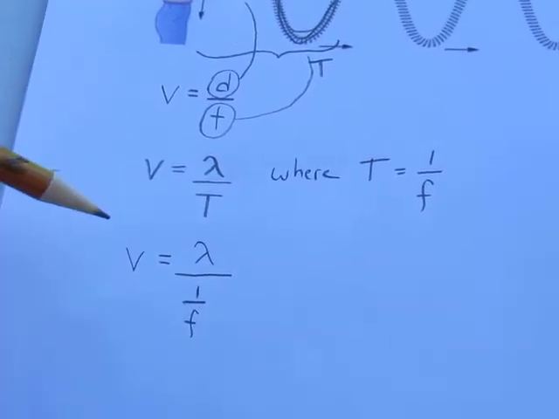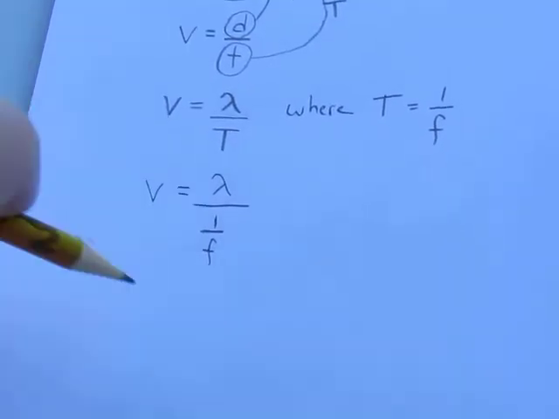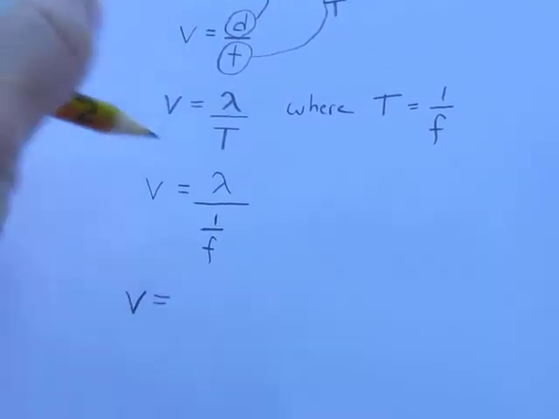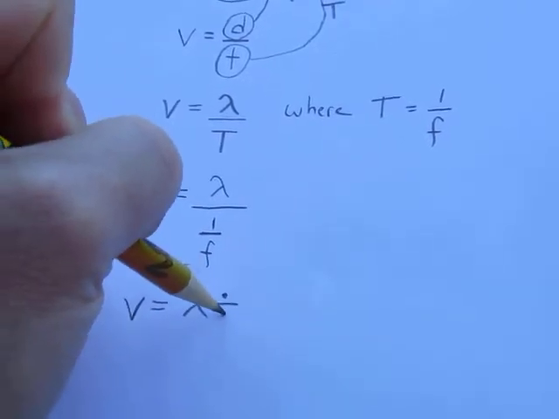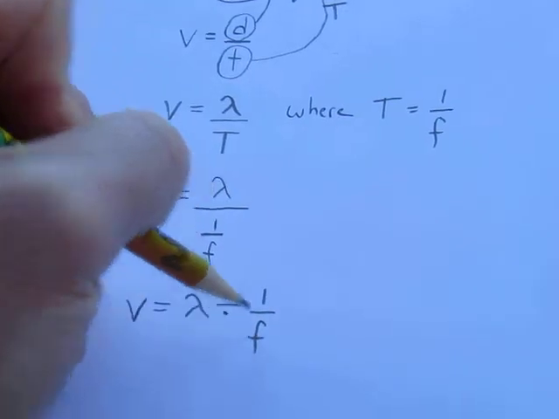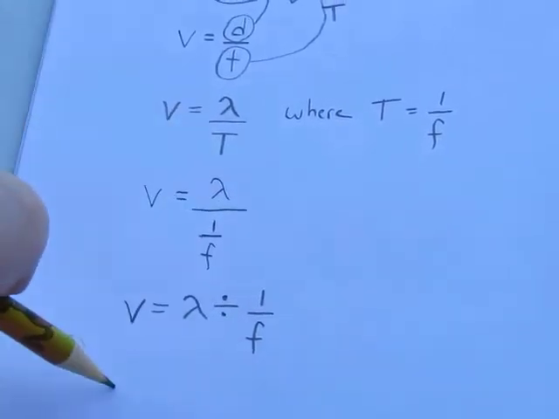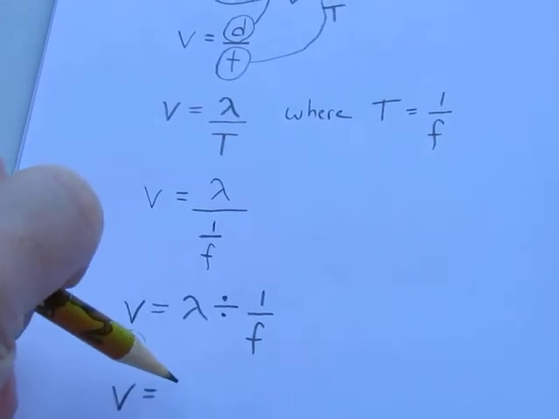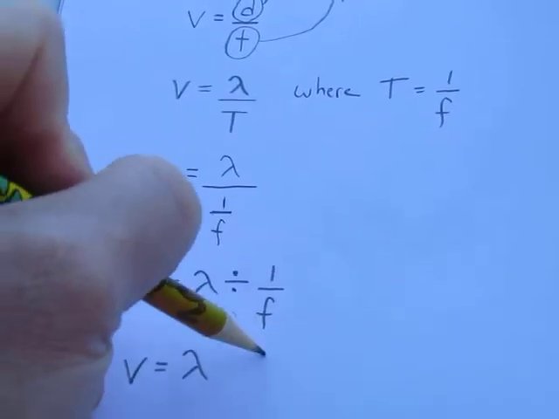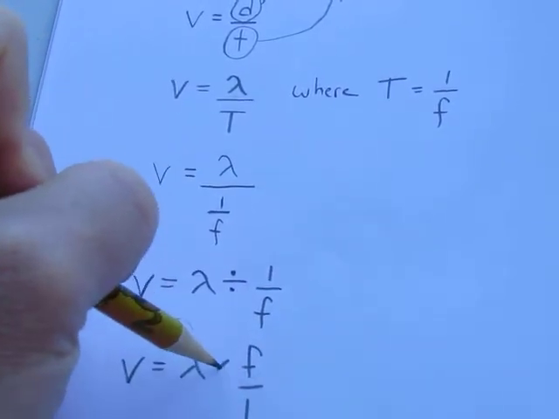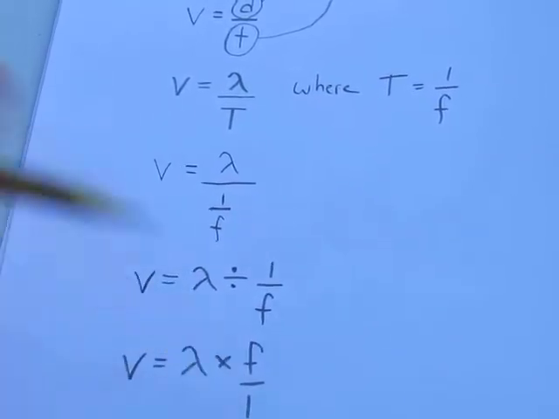You flip and multiply. Let me write it out like this instead, just to show you that you did do this in elementary school. What you have here is speed is wavelength divided by 1 over f. So what do you do when you divide by a fraction? You flip the fraction and multiply. And yes, you did this a long time ago. So you flip the fraction over and you multiply by the reciprocal. And then it's not even a fraction anymore because it's a 1 on the bottom.